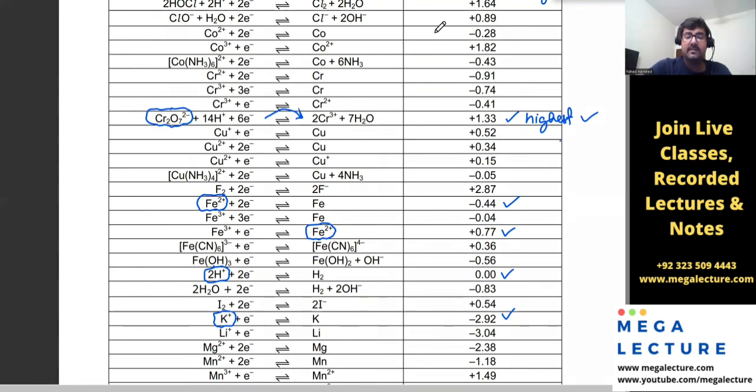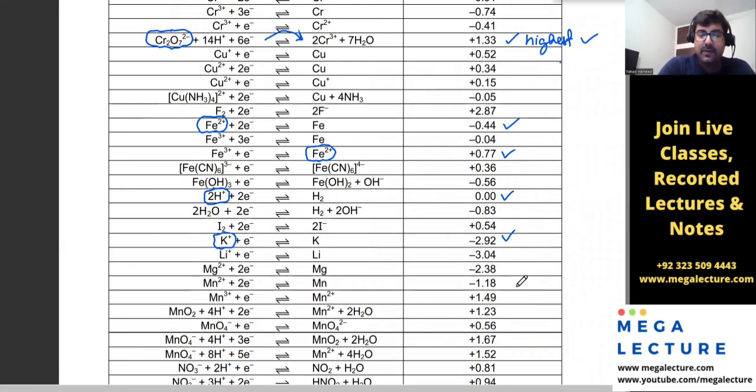Now who loses electrons? The lowest potential, right? So first, this minus 2.92 is the lowest, right? Loses electrons. But I can't use that. I don't have potassium. I had potassium plus 1. Potassium losing electrons does not apply. Okay, remove this. So which one is the lowest now? Minus 0.44 loses electrons, right? But I don't have iron. I have Fe2 plus. I don't have Fe. So I'm going to reject that as well.